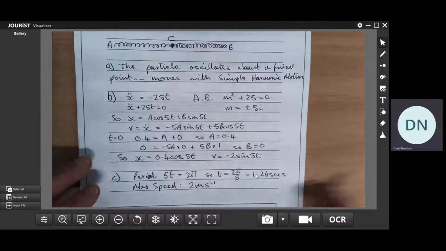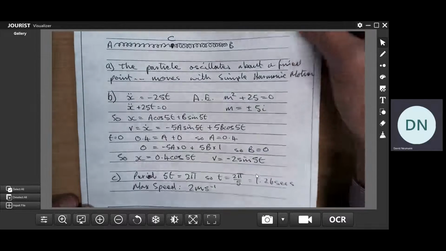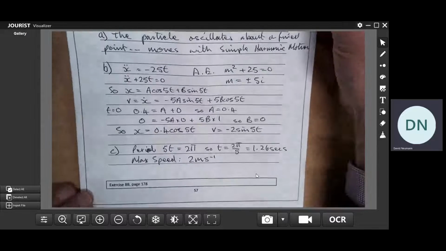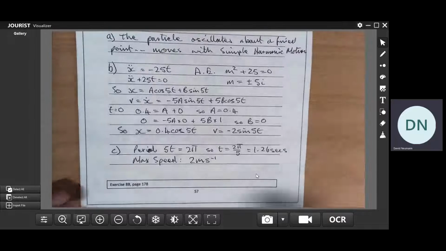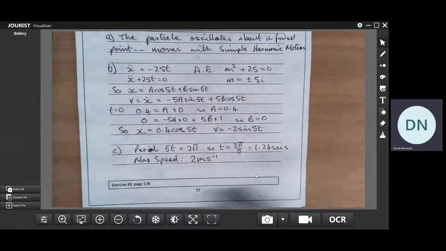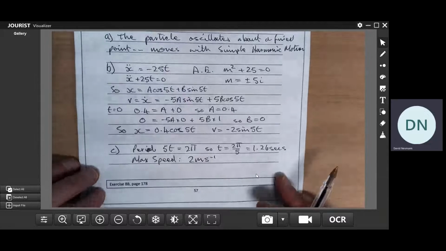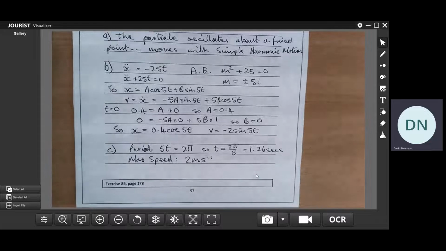Okay, so that's it for this introduction to simple harmonic motion. There are questions on simple harmonic motion in exercise 8b in the textbook, and what we'll go on to next is to look at what happens in reality, in situations where particles move with simple harmonic motion. Usually there's some factor which is slowing them down. It might be friction, it might be air resistance. And so we look at the damping effect of that on the motion.